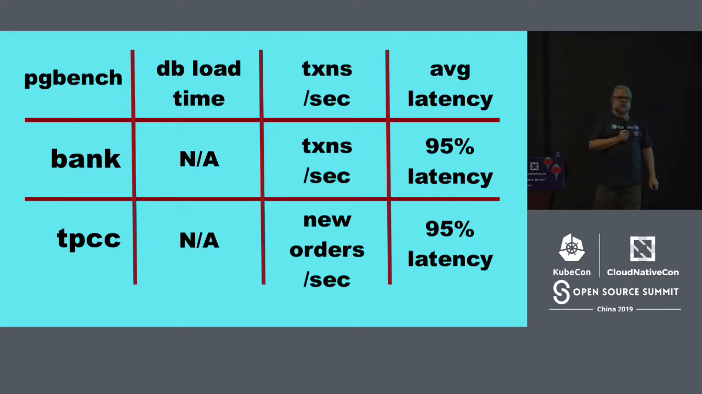Now, a little bit more complicated chart here. This is the set of database benchmarks. So we've got pgbench, where we want to get some throughput in terms of database load time, simulating loading large amounts of data into the database. Transactions per second for another measure of throughput, and then average latency to measure latency. And then for bank, similarly on CockroachDB, transactions per second and 95% latency. And TPC-C, when you're actually doing that benchmark competitively, the standard is new order transactions per minute; I'm doing per second. So that's what I actually have there, whether or not I'm meeting an arbitrary target of how many new orders I can process, and 90% latency.